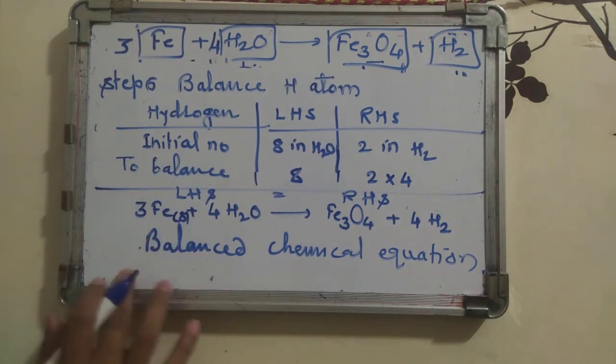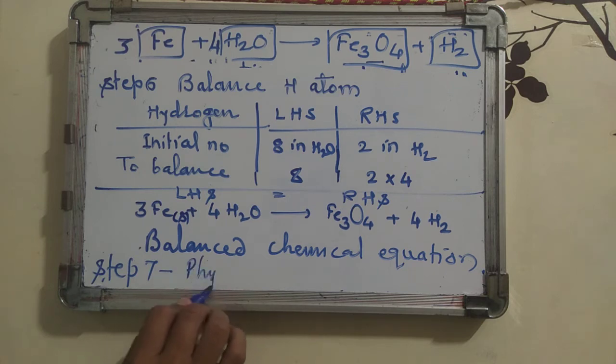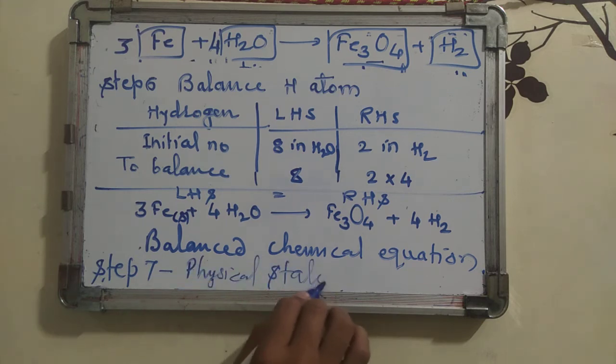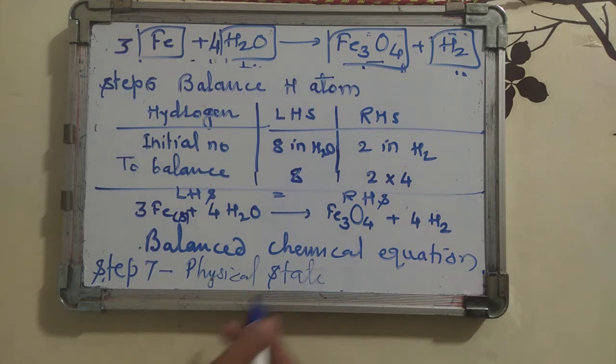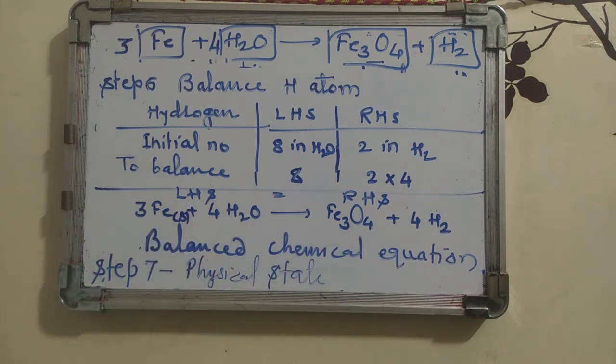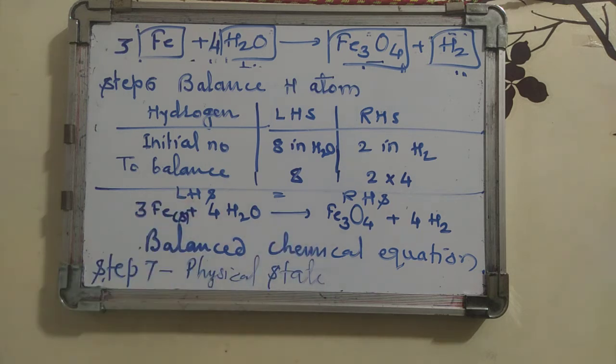To the next step, that is step number 7. In this step, we have to mention the physical state of the chemical reagents. So how to write the physical state? That is very important. From the physical state we understand in which state these chemical compounds are present, whether they are solid, liquid, gases or something else, and what conditions are utilized. So this we will see in the next slide.